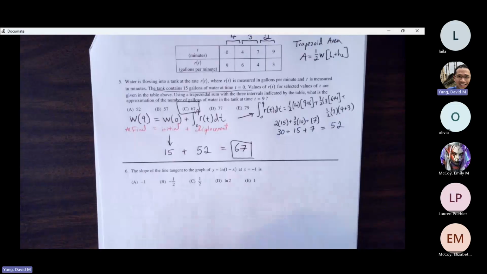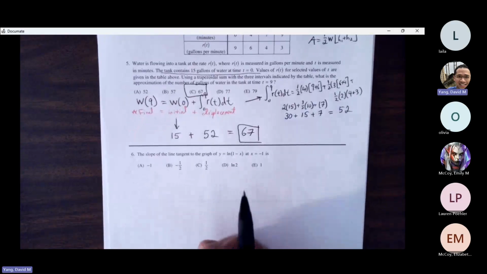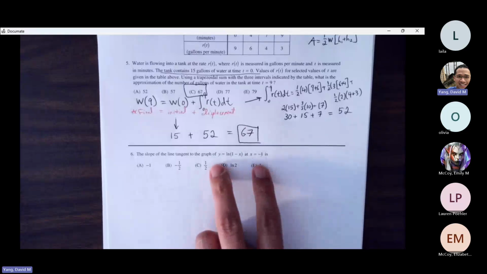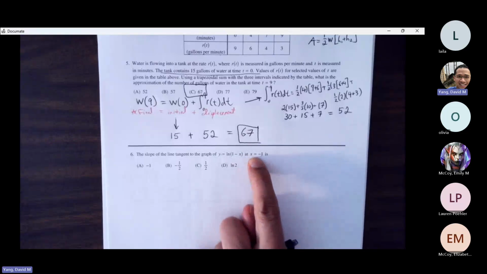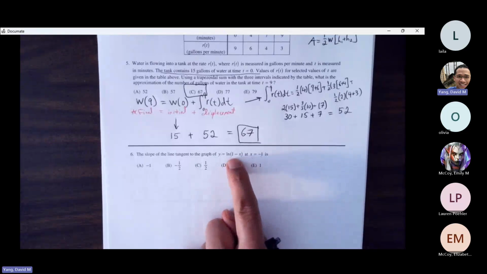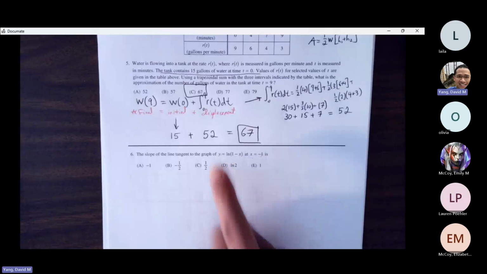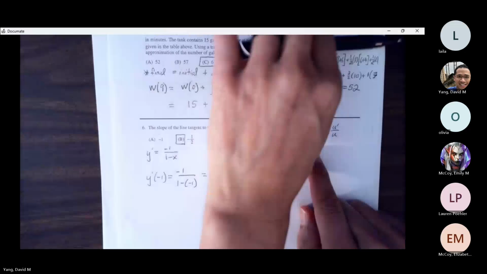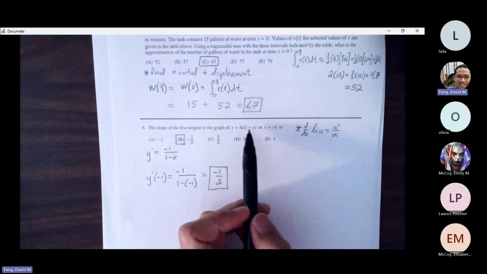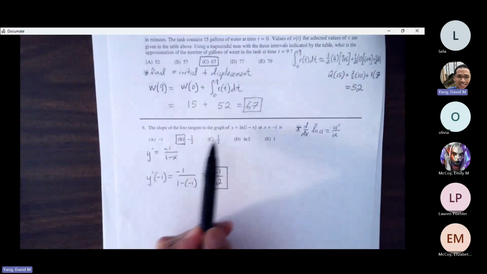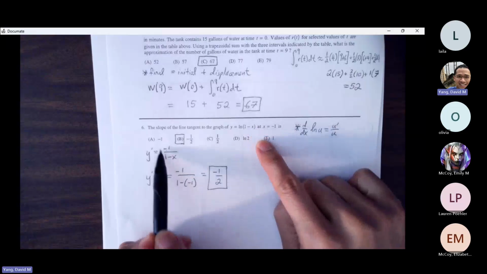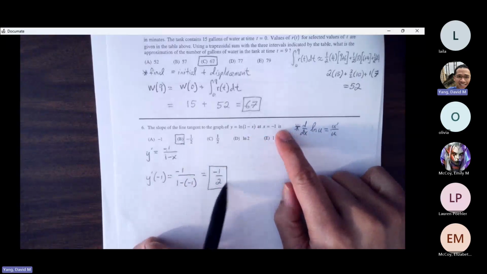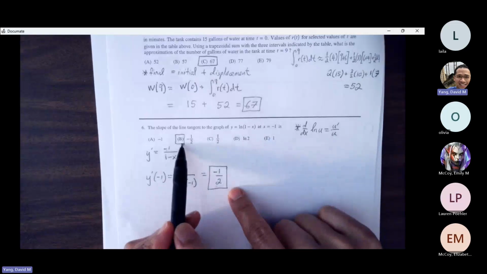Number 6, the slope of the line tangent to the graph of y equals natural log of 1 minus x at x equals -1 is. So here we're just finding the derivative and evaluating the derivative at that point. The rule for natural log is u prime over u. So we simply find the derivative. My u value is the 1 minus x, u prime over u, so -1 over 1 minus x. Once I have my derivative, plug -1 in, and I get my slope, and the slope is my answer.